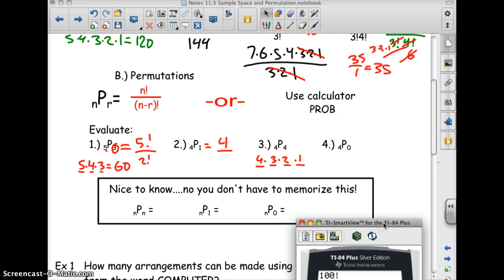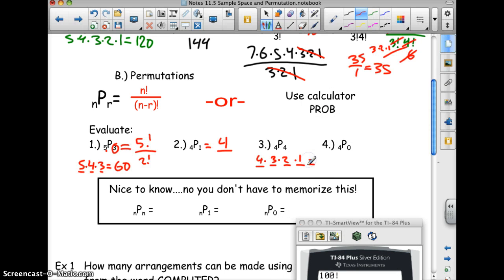Okay? So a lot of different ways to approach these problems. All right, 4P0. If I have 0 slots, I mean, out of 4 things, I can pick 0. There's only one way to do that. And that's what you get. All right, and if you think of that as n factorial over n minus r factorial, that's going to give you 4 factorial over 4 factorial, which you can readily see is 1.